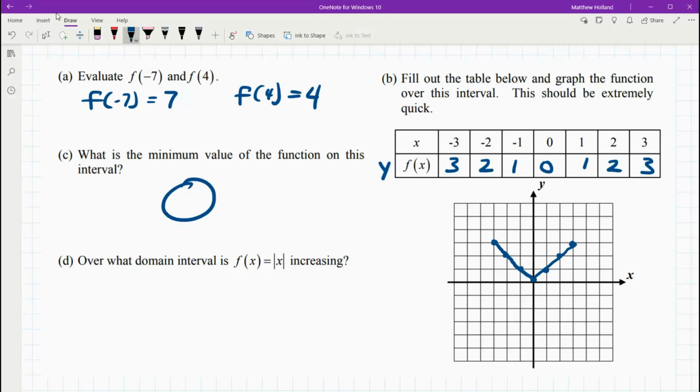So increasing means when the graph is going up from left to right. So it looks like it's increasing here. It's going up, starting at 0 and ending at 3. So we could say it's increasing on the interval x is in 0 to 3. This is the symbol for x is contained within, in case you were wondering.